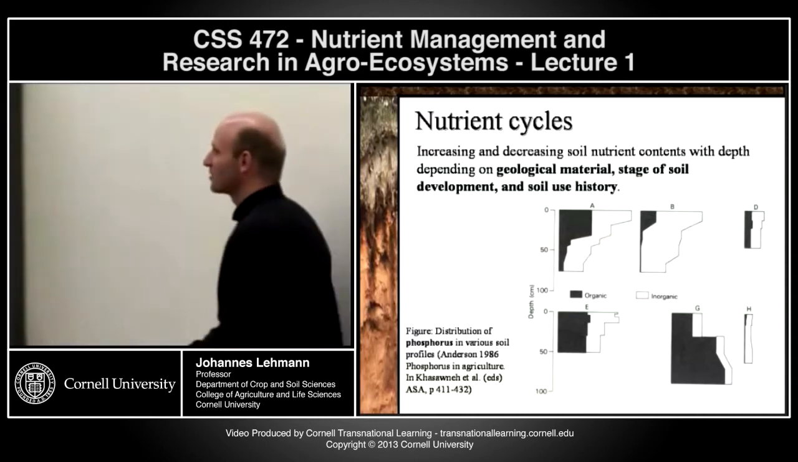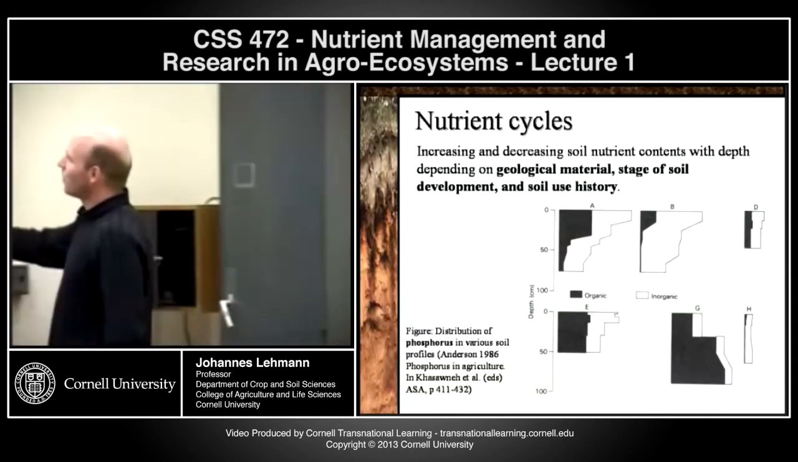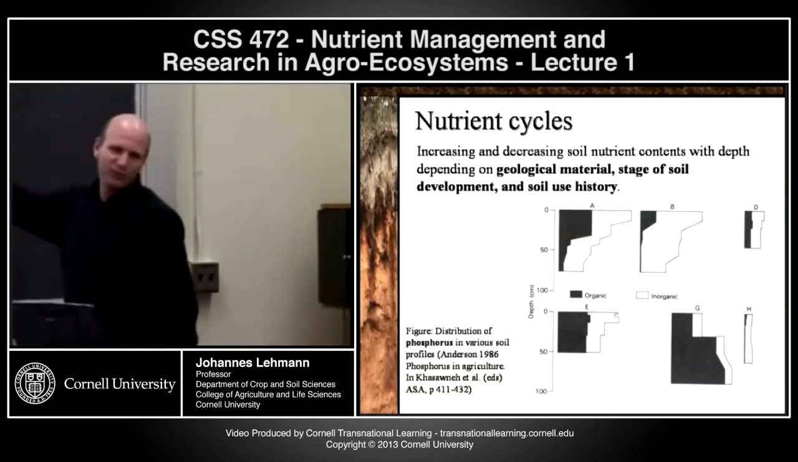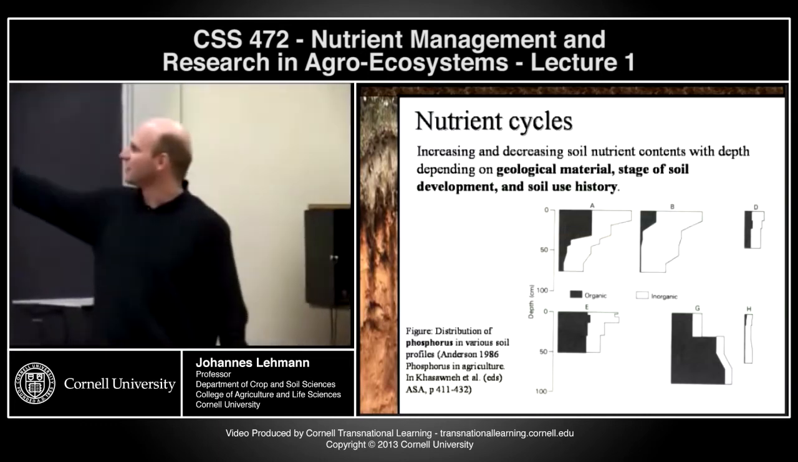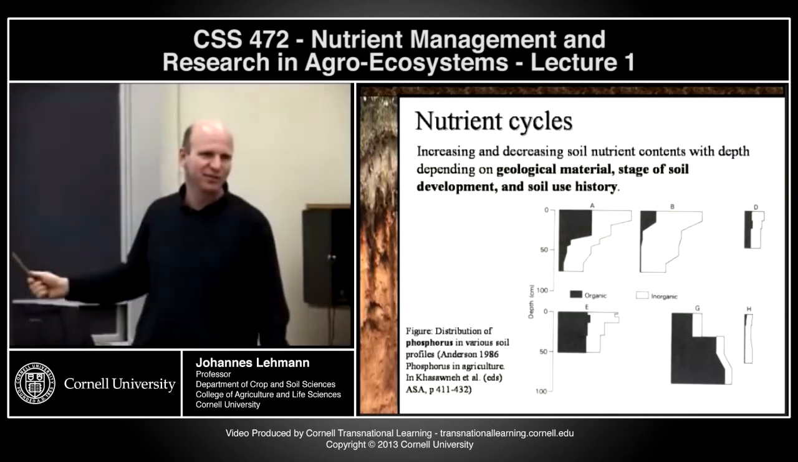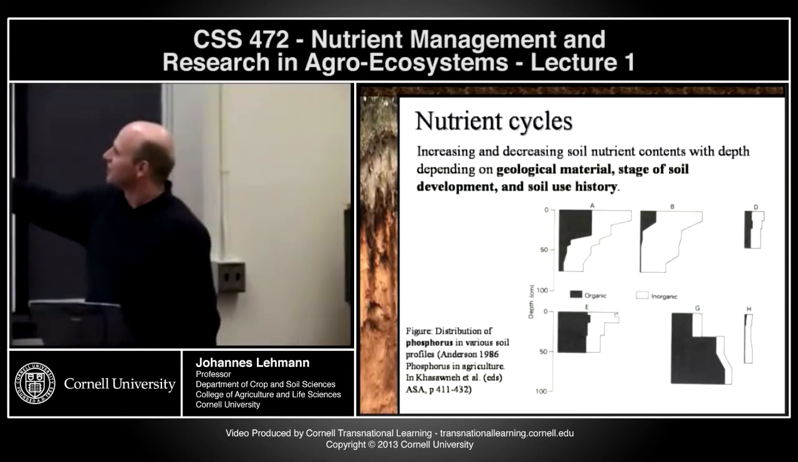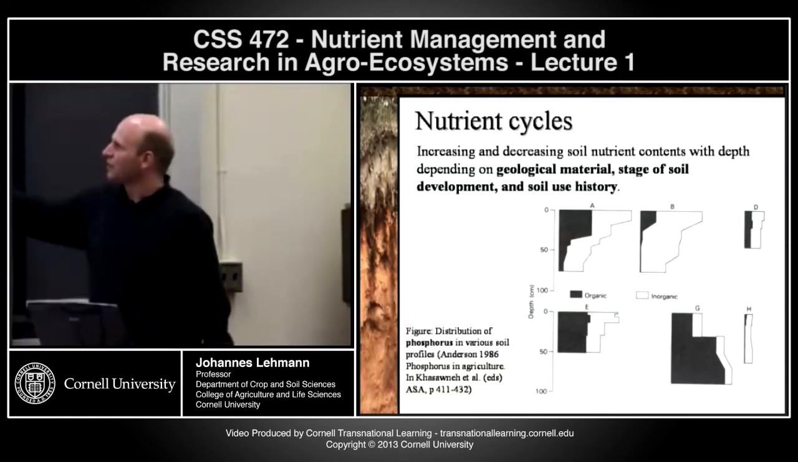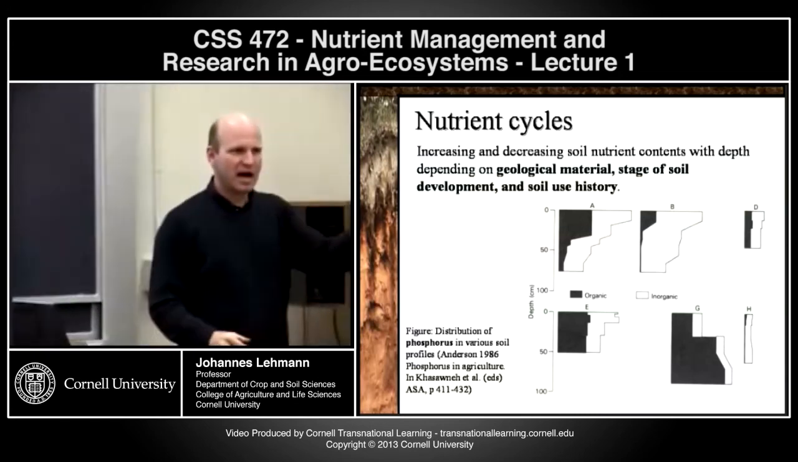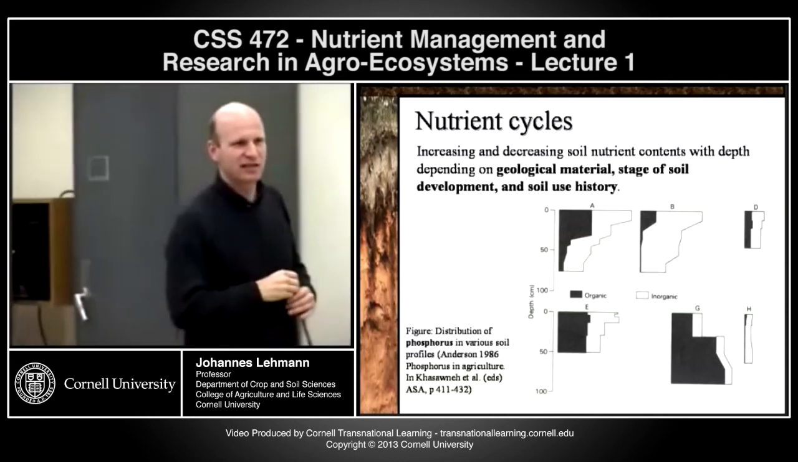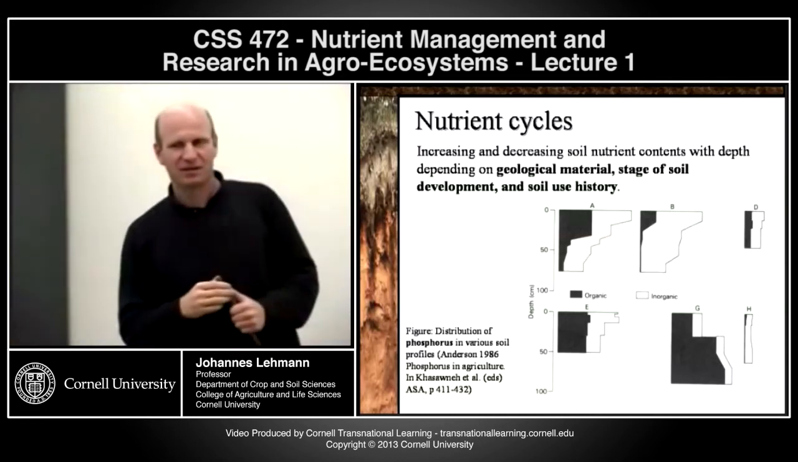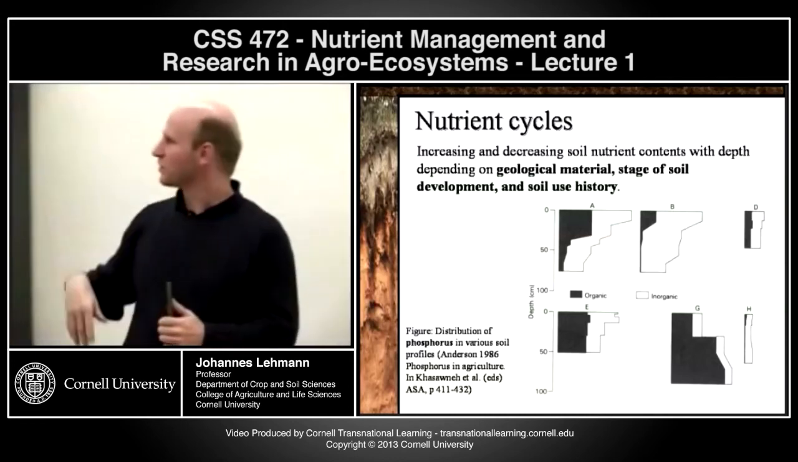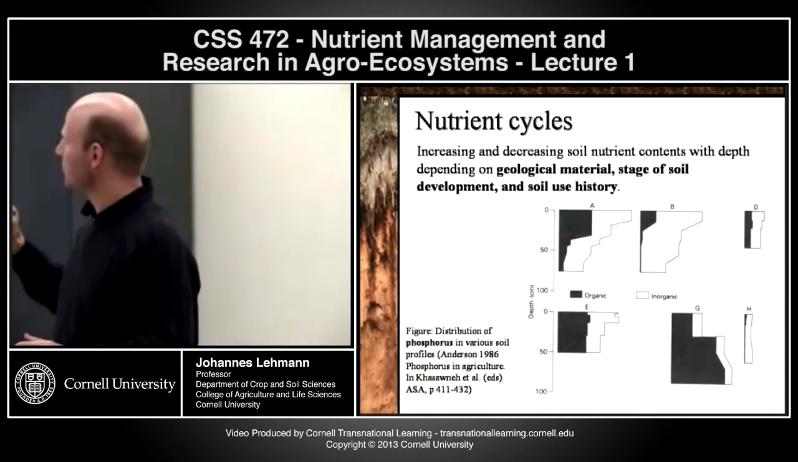So why don't you give me a guess? What is A, for instance? There are probably a few dozen answers to each of those scenarios. But what could A be? Why is there more phosphorus in the top than down here, given what you now know about the phosphorus cycles? Why would there be more phosphorus? And it seems the organic phosphorus is also increased.